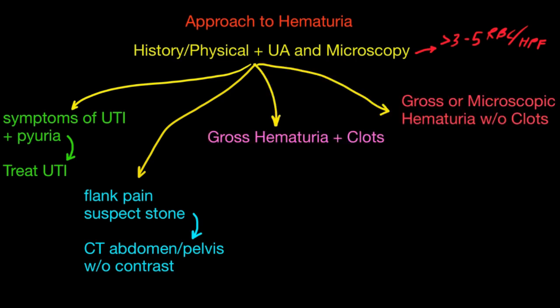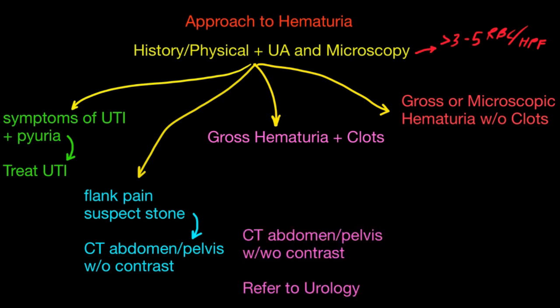So next, let's consider what the urine looks like. Gross hematuria means the urine looks clearly bloody, and the patient came in complaining of that with clots, versus just microscopic hematuria, which means we only saw the red blood cells under the microscope. We didn't see it when we visually inspected the urine, without clots. So what if there was gross hematuria with clots? Well, to me, that sounds pretty concerning for non-glomerular disease. So with this patient, it makes sense to do an imaging study with a CT scan of the abdomen and pelvis with and without contrast, and then also refer to urology.